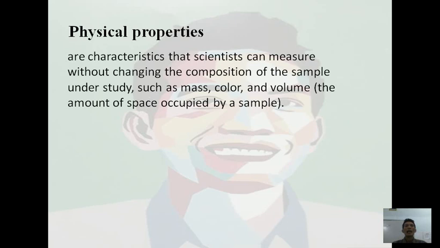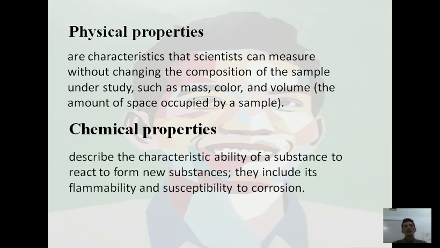What are physical properties? Physical properties are characteristics that scientists can measure without changing the composition of the sample under study, such as mass, color, and volume, the amount of space occupied by a sample. But chemical properties describe the characteristic ability of a substance to react to form new substances. They include its flammability and susceptibility to corrosion.